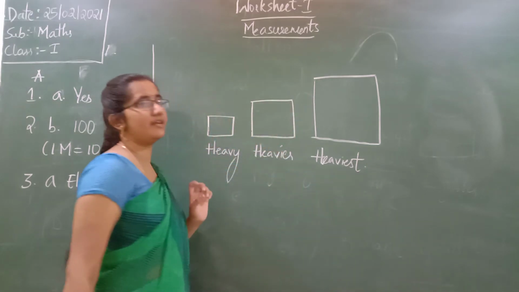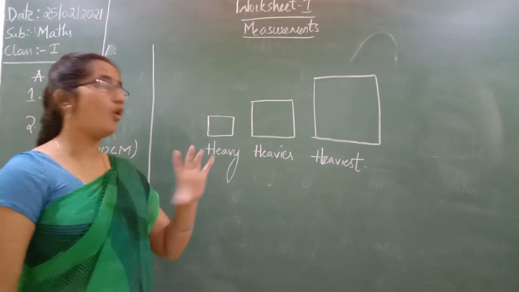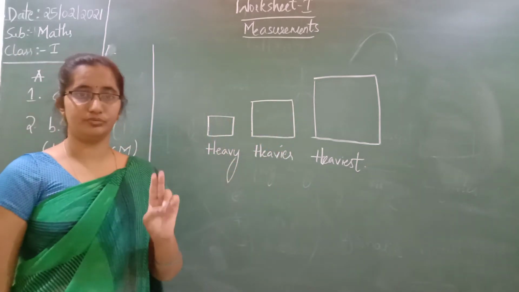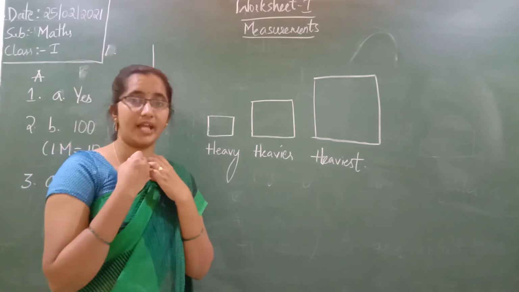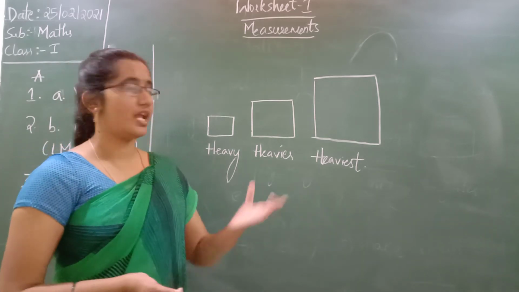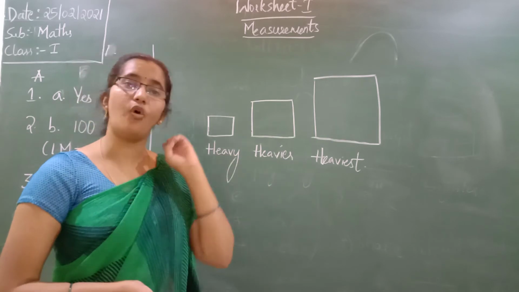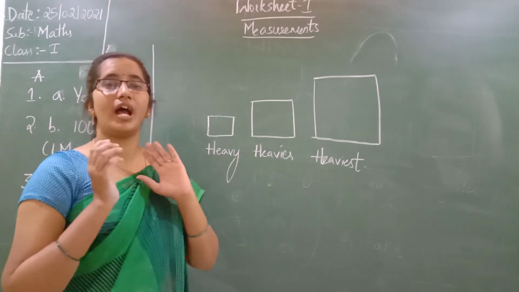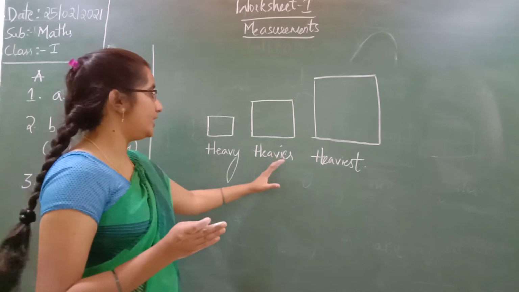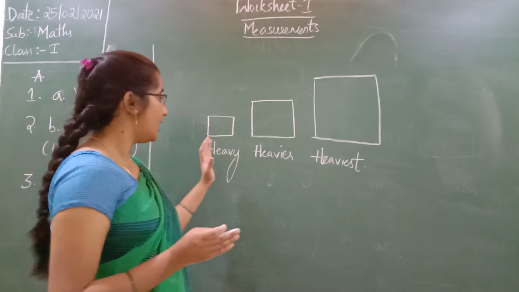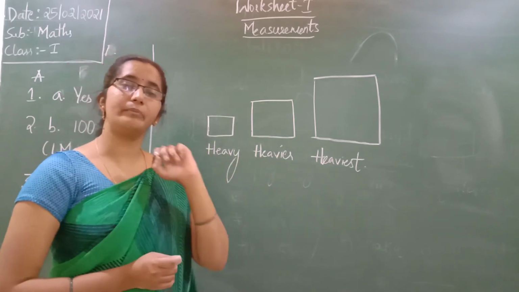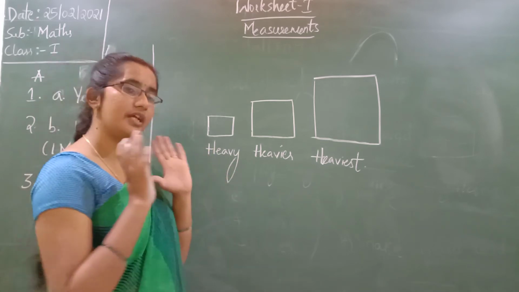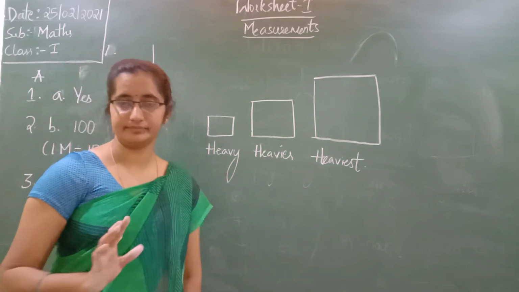When we say heaviest, that is the more weight comparatively. When you are comparing three things, heaviest means that is the most weight among those. Heavier means which has medium weight, between the bigger one and the lower one. That is the medium. Heavy means it is having a normal weight.